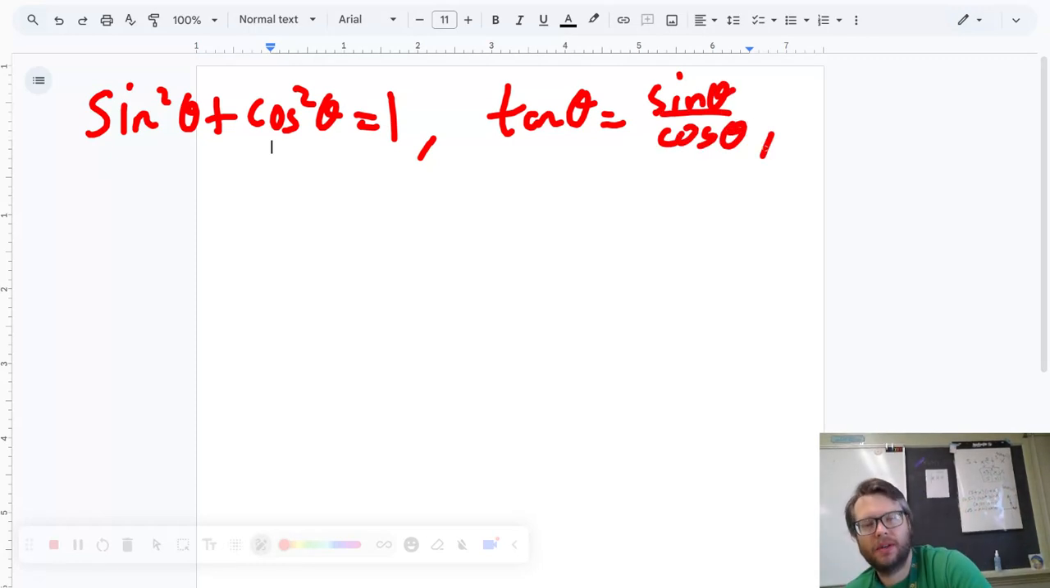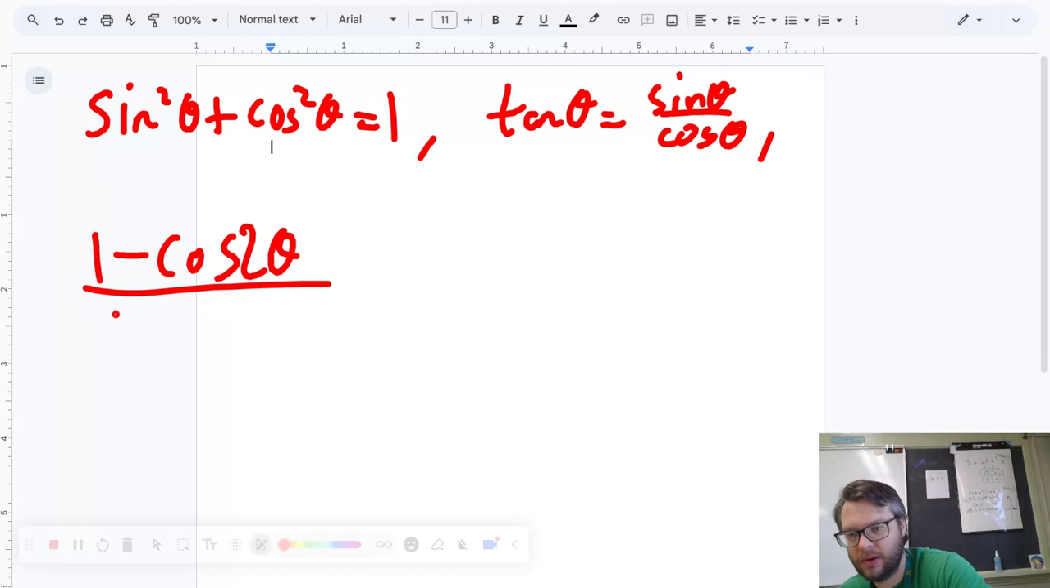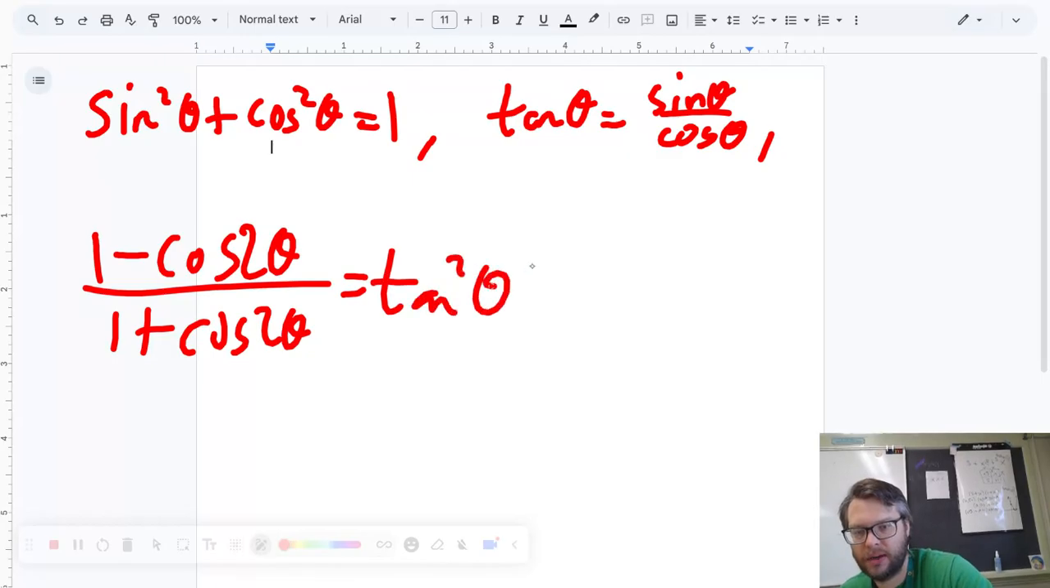And you have your double angle formulas and your angle addition formulas. Okay, so let's look at a couple example problems. So, for example, if I'm looking at trying to prove something like this, 1 minus cosine of 2 theta over 1 plus cosine of 2 theta, and I want to prove that that equals tan squared theta.